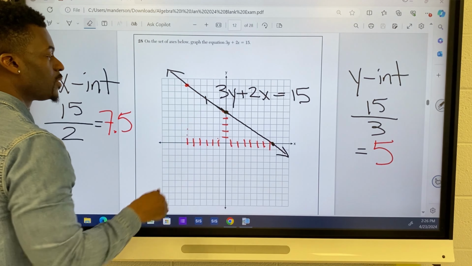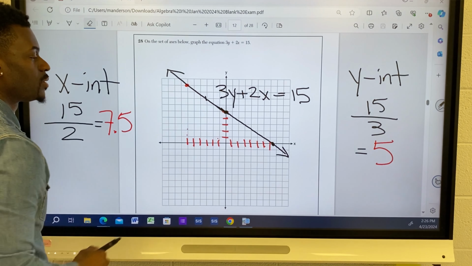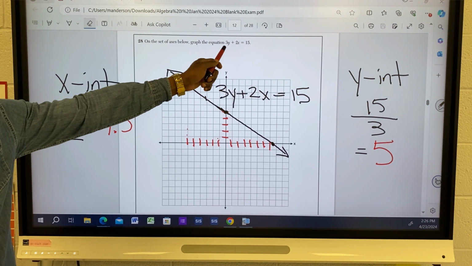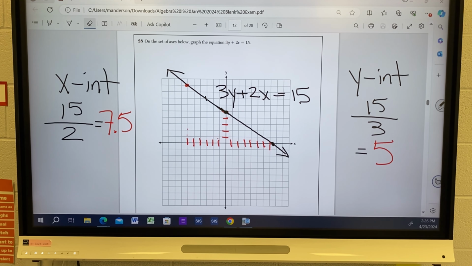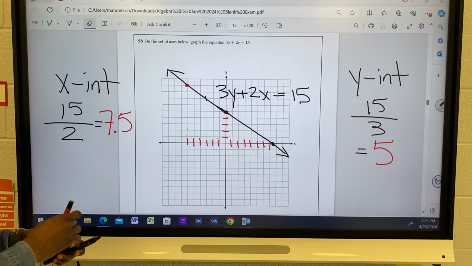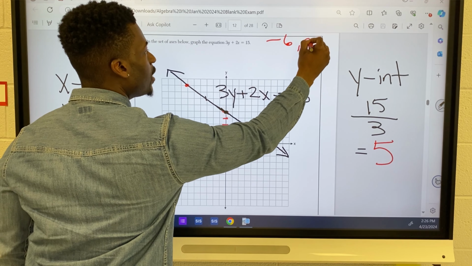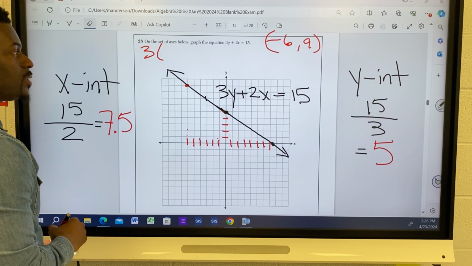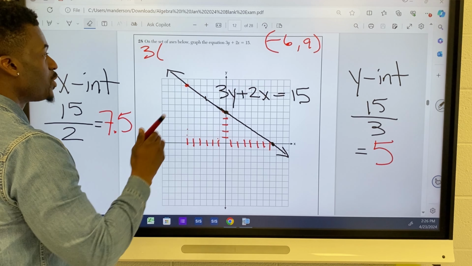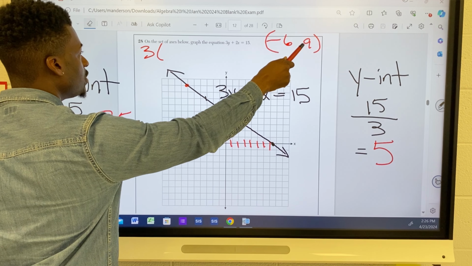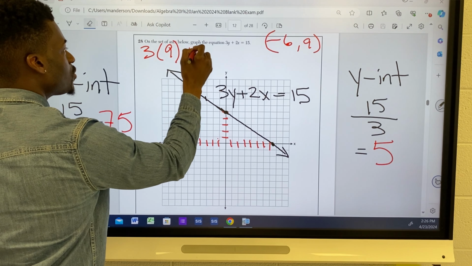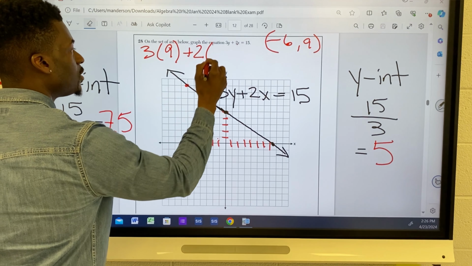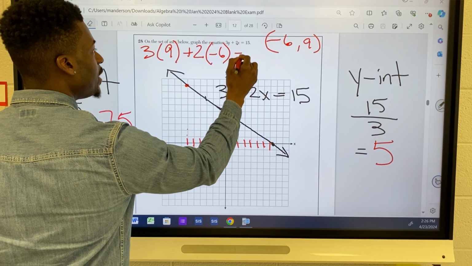Here's how we can know for sure. This is the equation, 3y plus 2x equals 15. That's the one they give us. What is the point that they want us to check? Negative 6, 9. So if I put negative 6, 9 over here, 3y, instead of y, what would I put? This is x, this is y. So I'm going to put 9 plus 2, and instead of x, I'm going to put negative 6. And then I'm going to write equals 15.